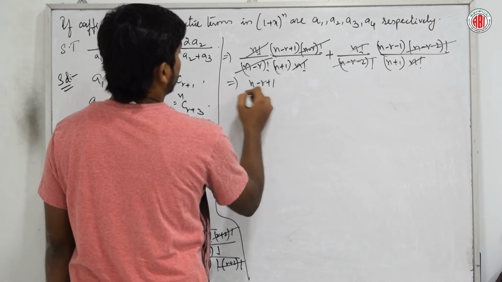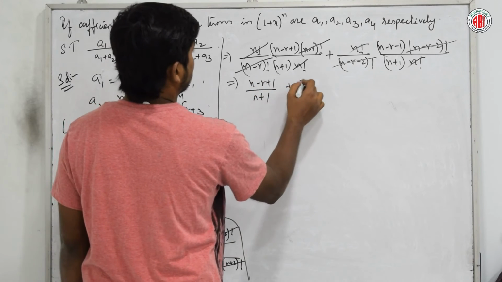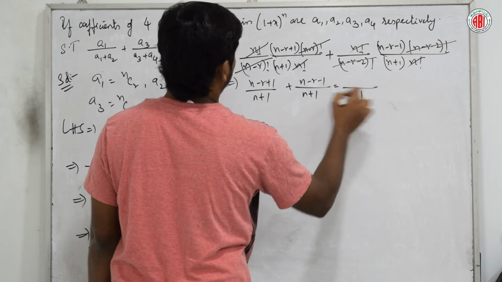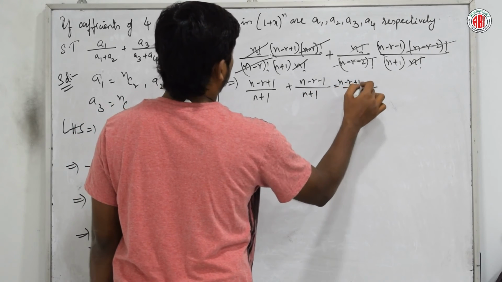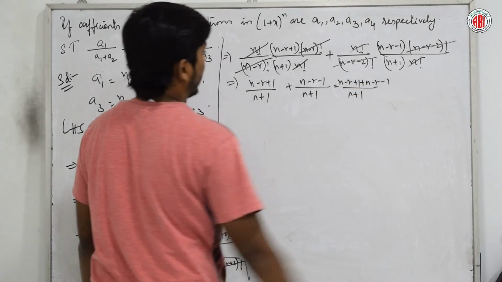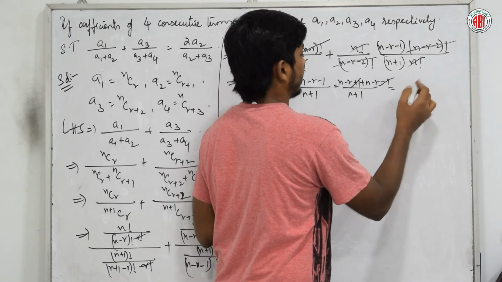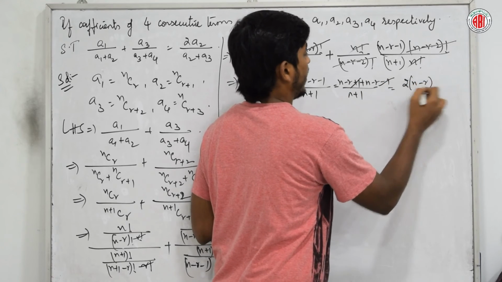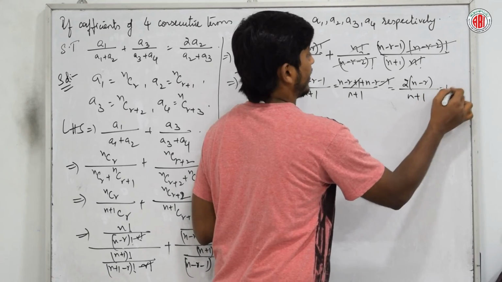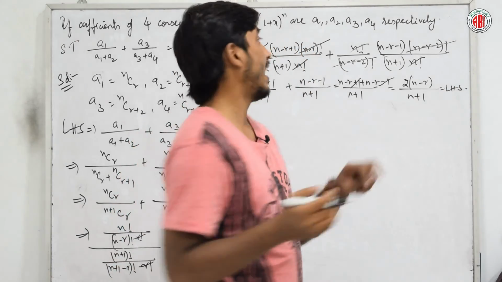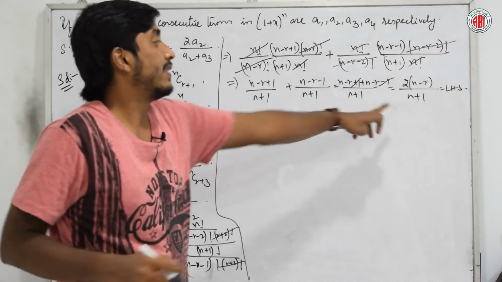N minus r plus 1 by n plus 1 plus n minus r minus 1 by n plus 1. LCM is n plus 1. Numerator is n minus r plus 1, n minus r minus 1. So you can just observe here minus r, minus plus 1 get cancelled. This is 2 into n minus r by n plus 1. What is this? Only LHS. Now let us simplify RHS to get this particular term.